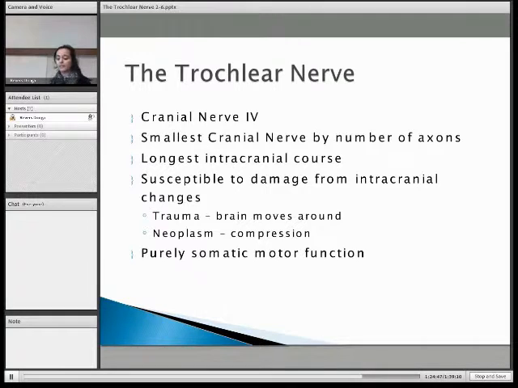So the trochlear nerve is the fourth cranial nerve. It's the smallest cranial nerve by number of axons, but it has the longest intracranial course, and this means that it can be susceptible to damage from intracranial changes. For example, during trauma, when the brain can move around, or tumours which can compress the nerve. It has a purely somatic function.